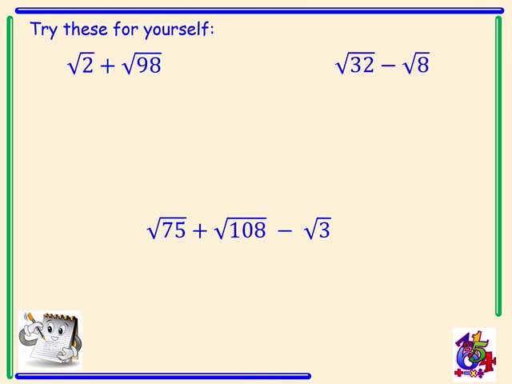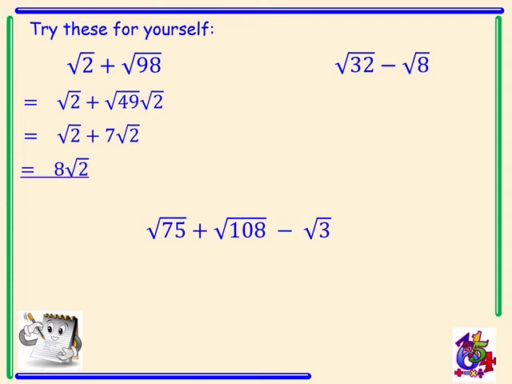Now try these examples on your own. Please pause the video. So root 2 plus root 98, we can simplify our root 98. The biggest square number that will go in will be 49. So here we have root 49 times root 2, and the square root of 49 is 7. So our next line will be root 2 plus 7 root 2, which gives us a final answer of 8 root 2.